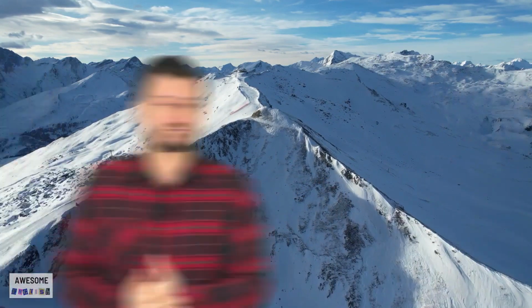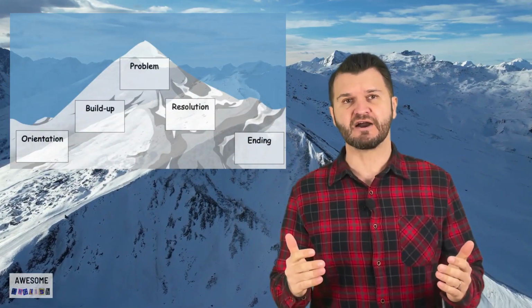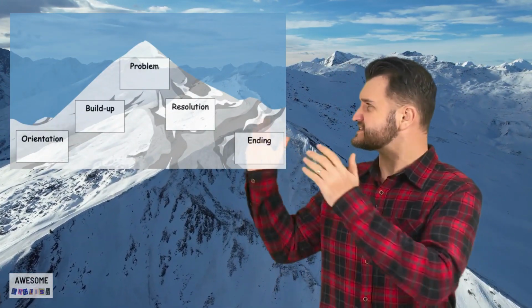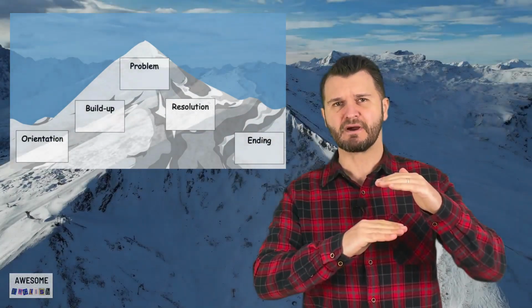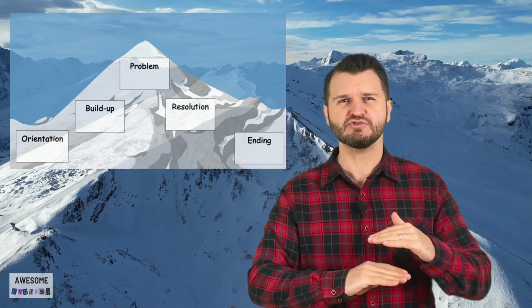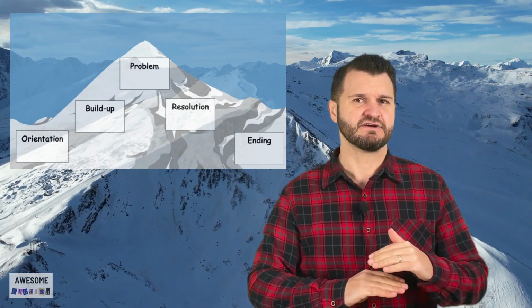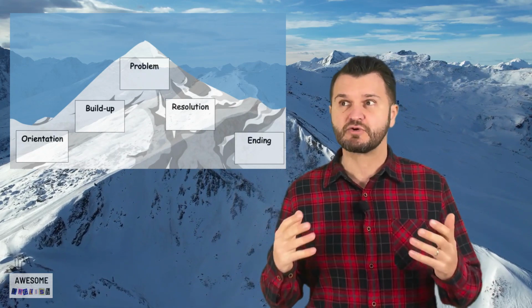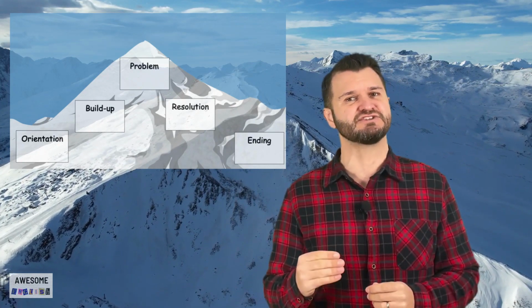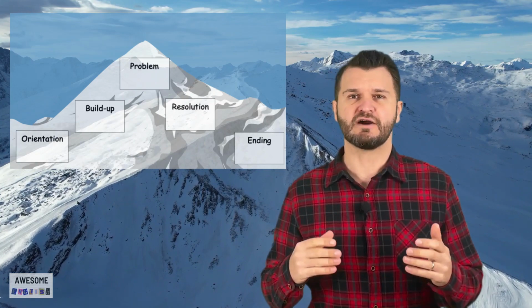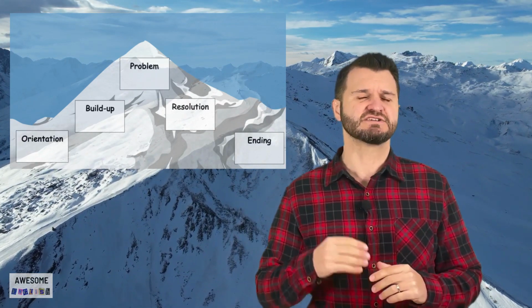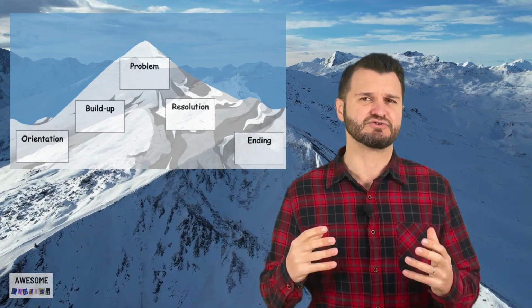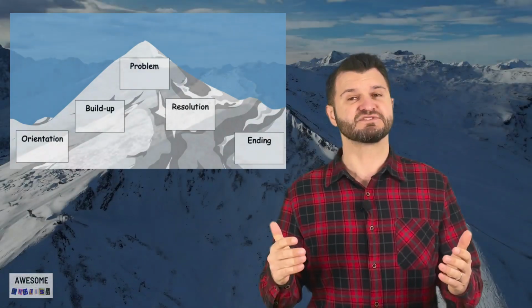Now in this video, we're focusing on the structure of narrative text. So it has 5 parts. Now we can call this a story mountain. It has an orientation, a build-up, a problem, a resolution, and an ending. So in your orientation, you want to describe the characters and the setting in your story. Then you have the build-up, where you want to build up tension or excitement to the problem that's going to happen in your story.